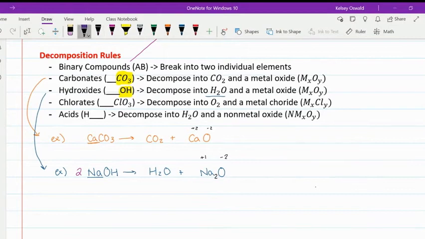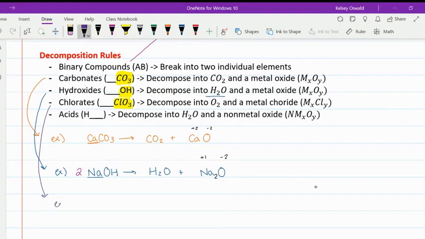All right. So our next type is going to be our chlorate. Okay, so chlorate, another polyatomic ion. This is going to be ClO3. Whenever you see ClO3 decomposing, it's going to decompose into O2, so oxygen, and a metal bonded to chlorine, a metal chloride. Okay.